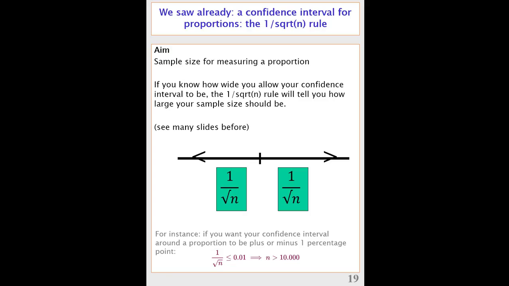For estimating a proportion, we know what the confidence interval in the end looks like: 1 over square root n to the left, and 1 over square root n to the right. If you want a confidence interval around some proportion to run from the number that you find minus 1 percentage point to that same number plus 1 percentage point, that would mean an n of at least 10,000. So we're estimating a proportion of something. You want to be really precise, plus or minus 1%. Then you need 10,000. Otherwise, that's not going to work.